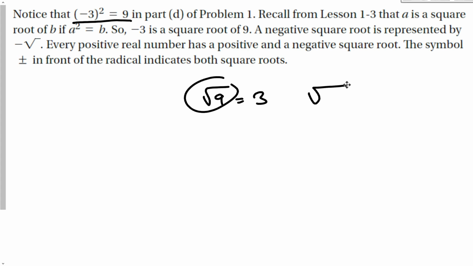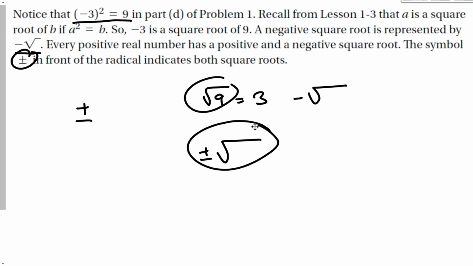If we want to have a negative square root, we have to put a negative in the front to represent a negative square root. So every positive real number has a positive and negative square root. That symbol, the plus minus, means both. Okay? So if you just see this symbol, we're only going to take the positive. We're only going to take the principal root. Okay? If we see a negative, we're just going to take the negative. If we see nothing, that means positive. If we see them both, we need them both.